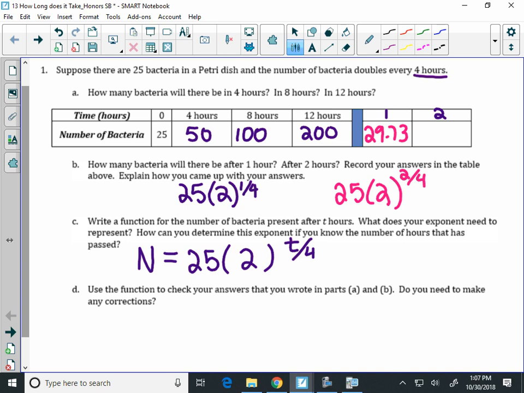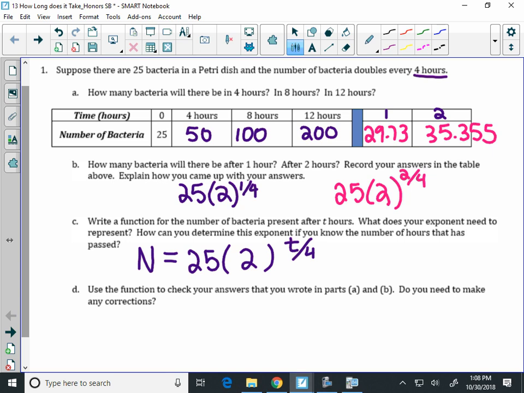And how many bacteria would there be after 2 hours? 35.36. Yeah, we'll do 35.355. We'll go 3 decimal places. Or 36 is good. I'm not worried about it. Okay, does that model make sense? Because that was a little different than what we've done in the past.